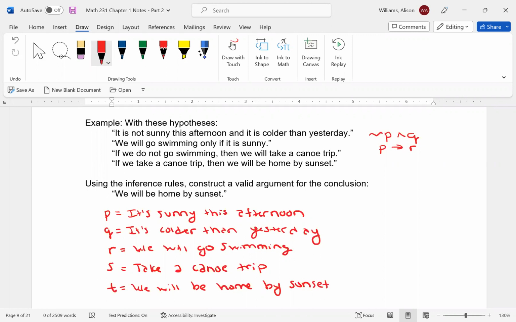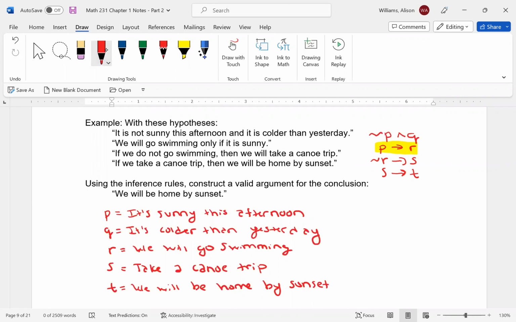If we do not go swimming, then we will take a canoe trip. So not swimming, that's not R. Then we go on a canoe trip, so that's S. All right. If we take a canoe trip, we will be home by sunset, so that's S implies T. Okay, so I'm going to highlight the one that is different from the way they showed it in the example where I pulled this from, but we'll look at it as we go through.